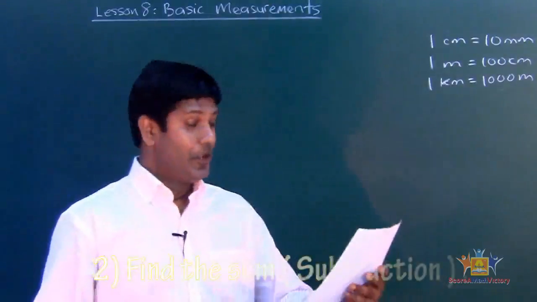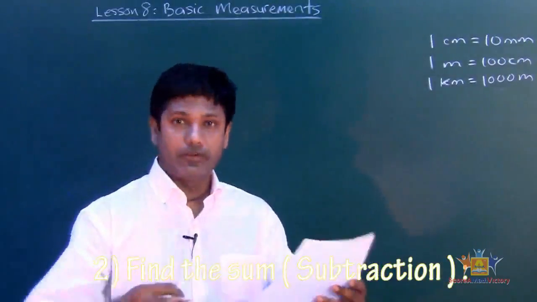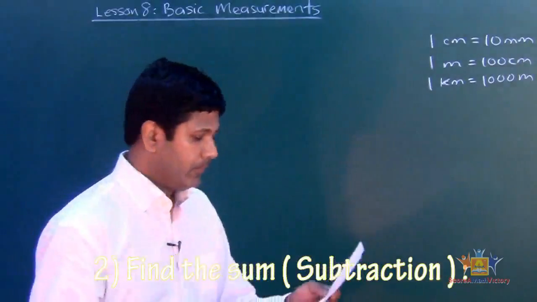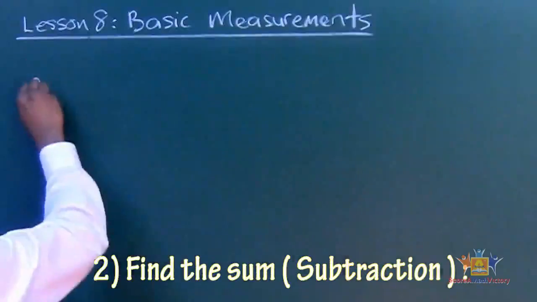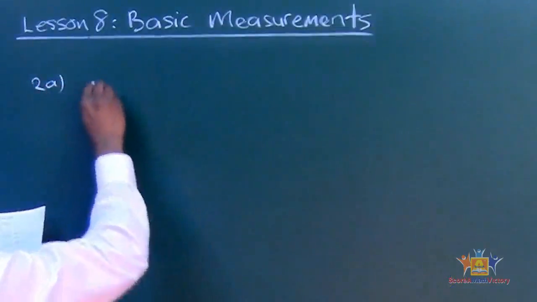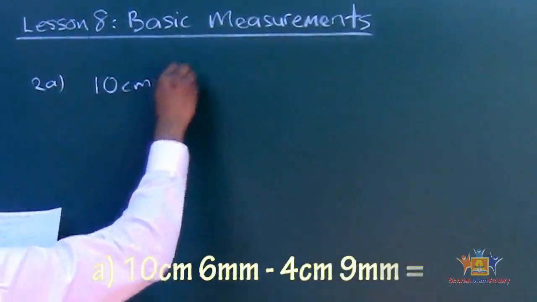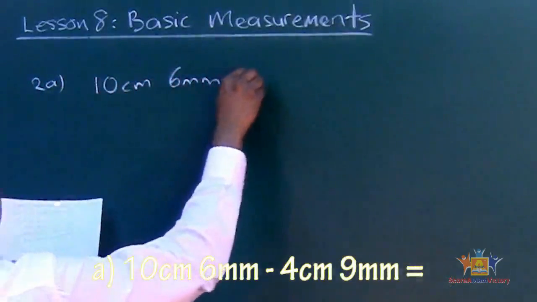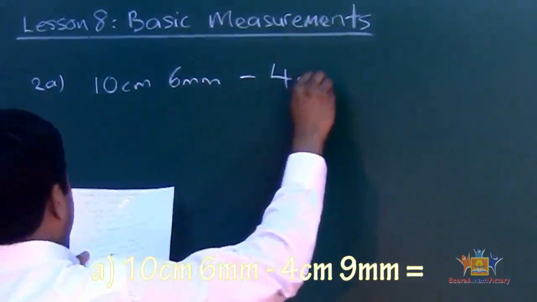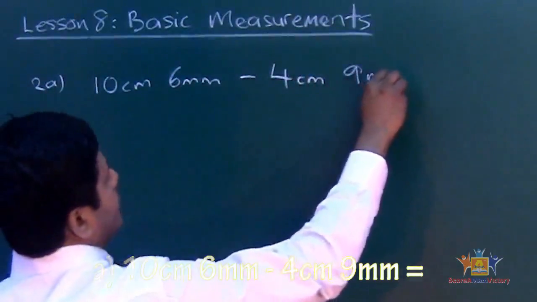All right, my dear students, problem number 2 is the subtraction. Okay, good. Let's do that. Problem 2A. It asks us to solve 10 centimeters and 6 millimeters, subtracting 4 centimeters and 9 millimeters.